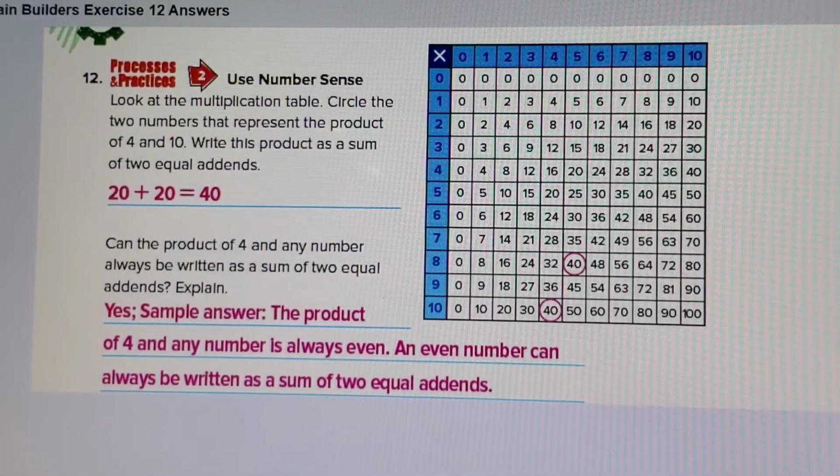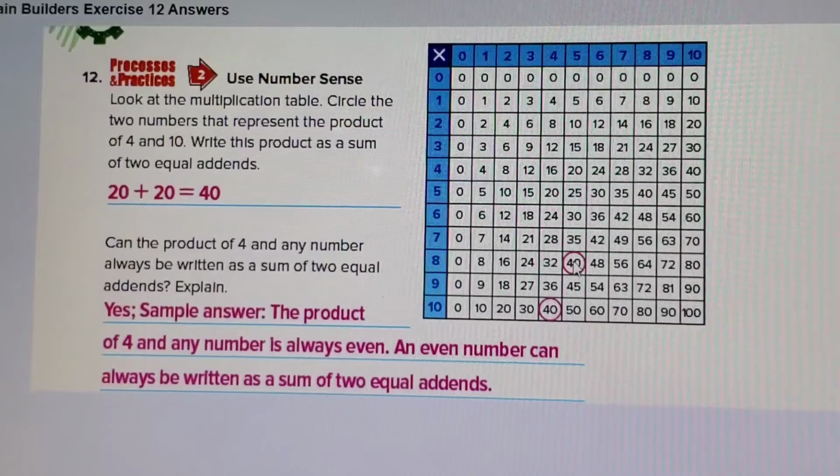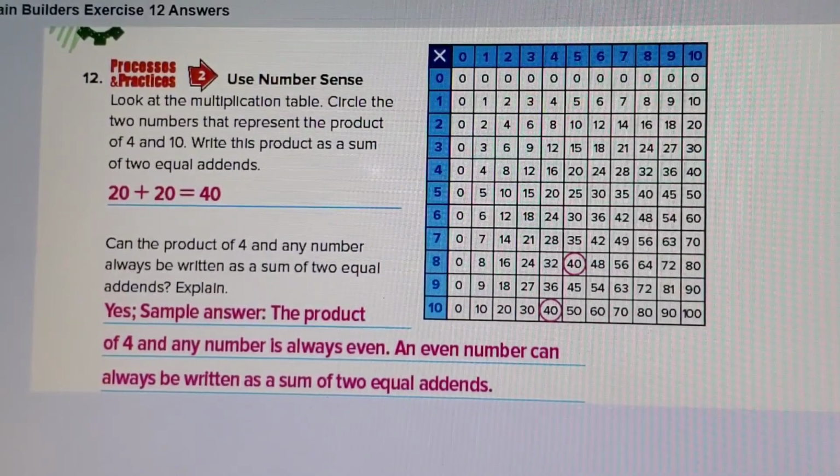You will notice that the book has circled 8 times 5, the 40 there. Since they were talking about 4 and 10, I really think it should be 4 times 10 and 10 times 4, and not this one here.